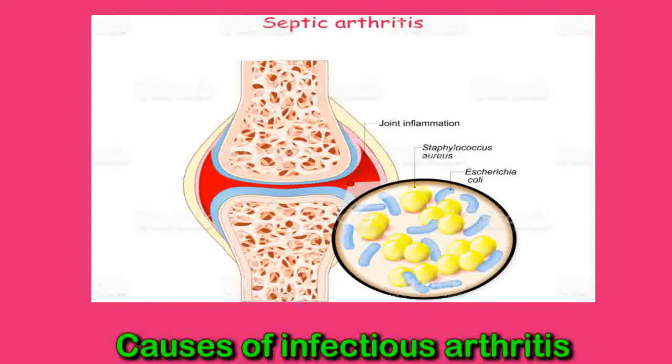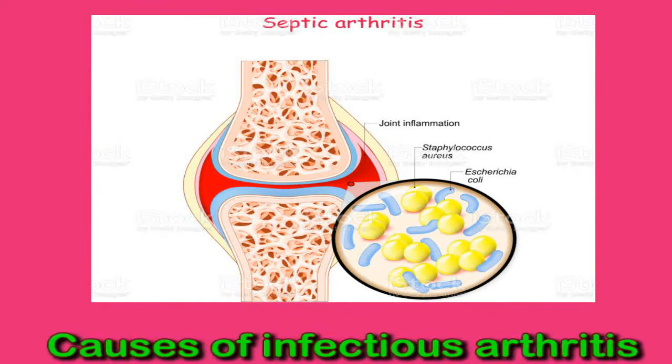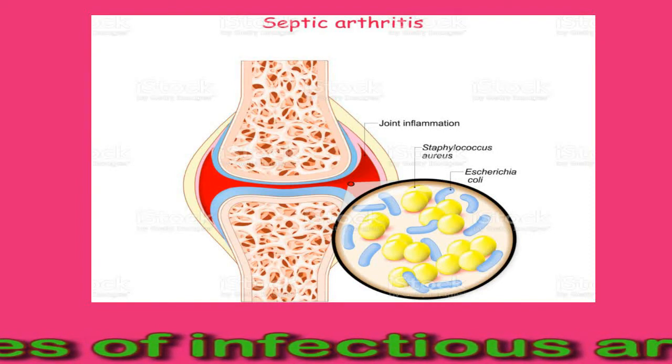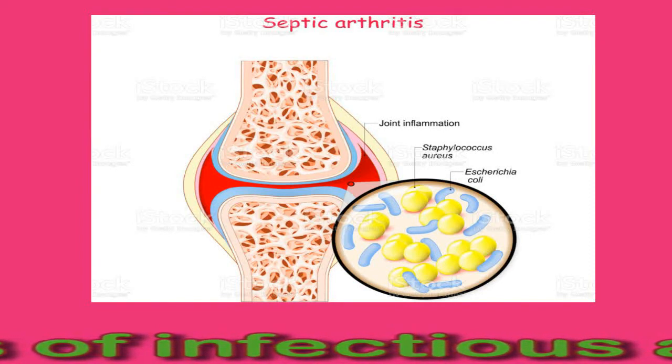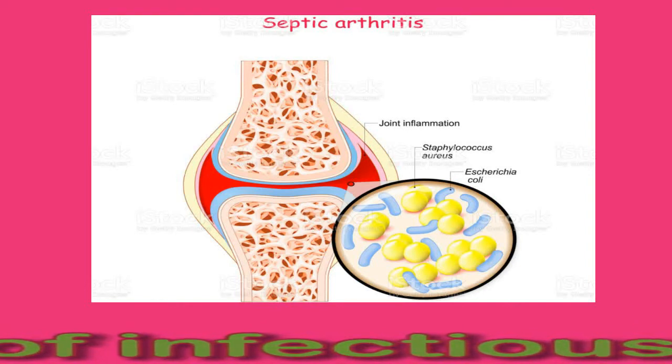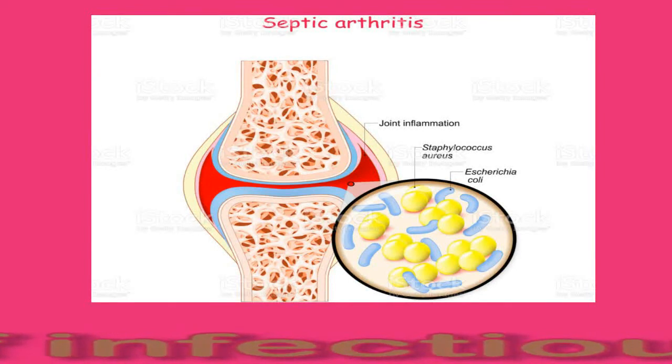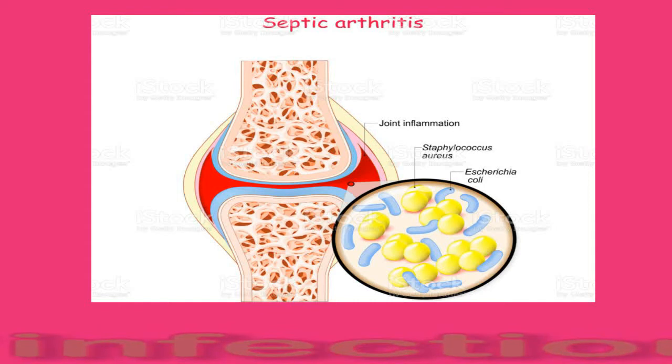A bacteria called Staphylococci usually causes infectious arthritis. This strain of bacteria also causes many other skin conditions. Other strains of bacteria that may cause infectious arthritis include Streptococcus, which cause strep infections, and Gonococcus, which cause gonorrhea. The bacteria typically reach the joint through the bloodstream. A bacterial infection usually causes infectious arthritis, but a virus or fungus can also be responsible.